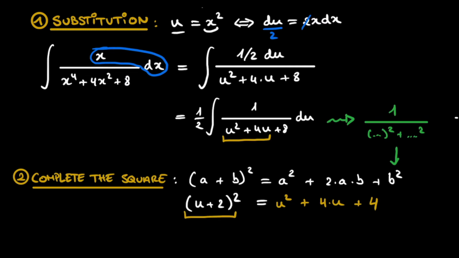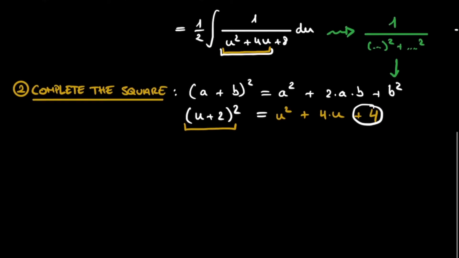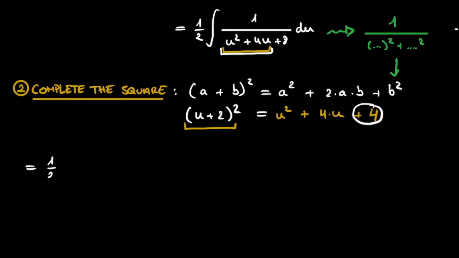However, it's not exactly the same. We have this plus 4 here, which is not present in this u squared plus 4 times u. Therefore, in our original fraction, we need to add and subtract 4. And this is how it goes. So we know that our integral will be 1/2 times the integral of 1 over u squared plus 4u, which is what we actually have. Then we add 4 to make this term right here, but we need to subtract 4, of course, because we cannot simply add 4 and do nothing. And we have, of course, this plus 8 du.